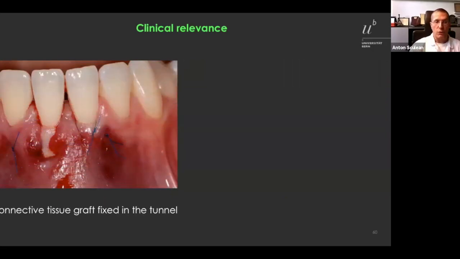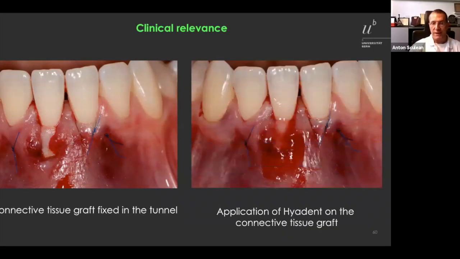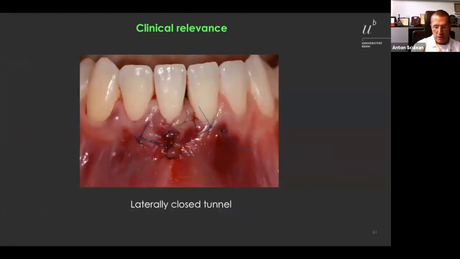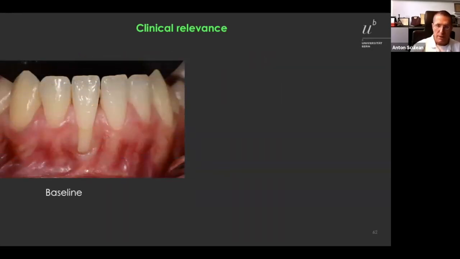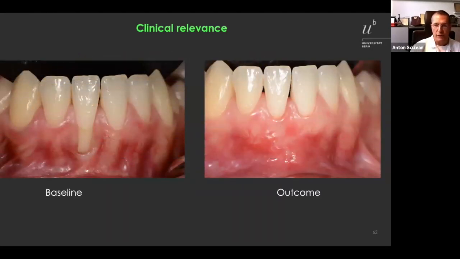So we place the connective tissue. Then I place another layer of hyaluronic acid. You can see again the same phenomenon. And then with tension-free sutures, I just close laterally, a very, very simple procedure, and wait for the healing. This is the baseline situation. This is about 2 years later. You see a very nice regeneration of the soft tissue. We don't see scar tissue formation.